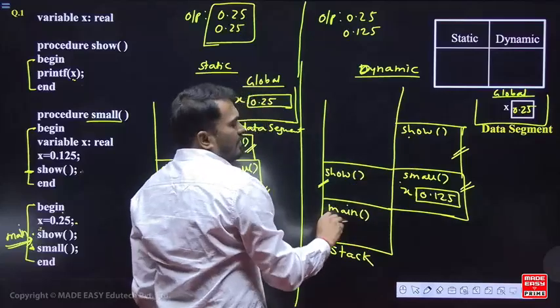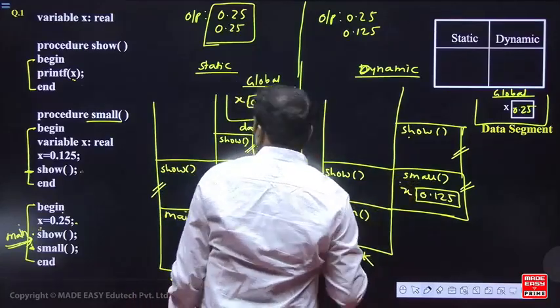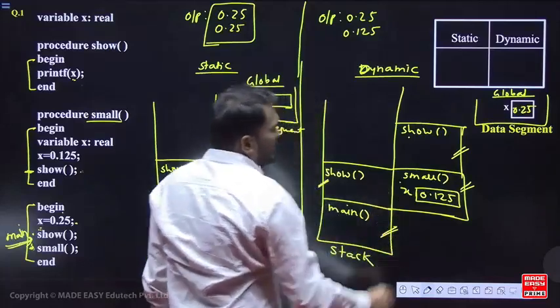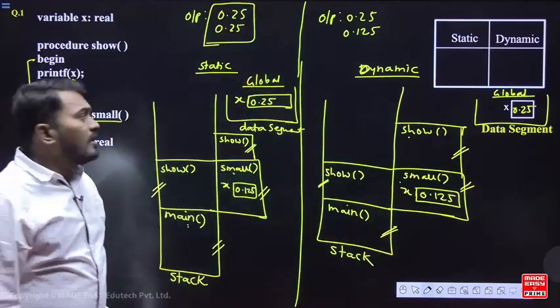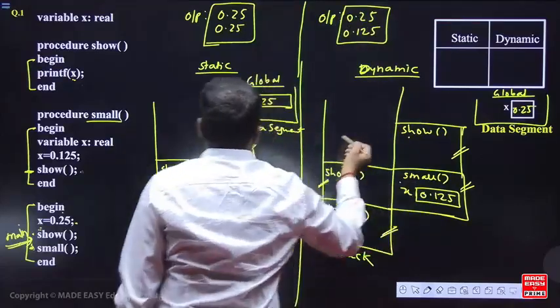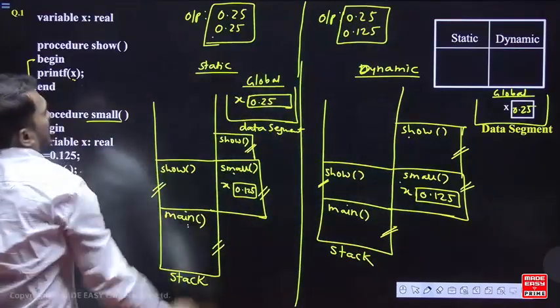Next, go back to previous calling. Who called the small function? Main. Look at here, so that is the last statement. So now main is also completed, that is deleted from the stack. So this is the output if you follow dynamic scoping, and this is the output if you follow static scoping.